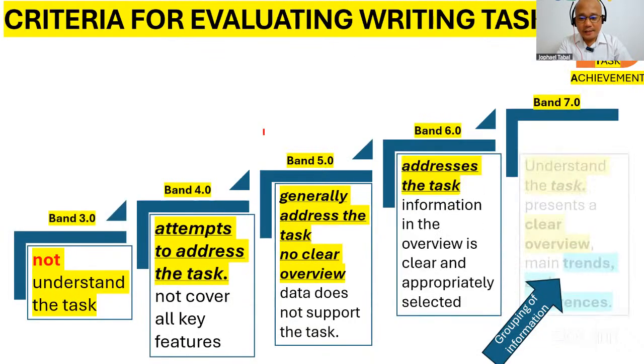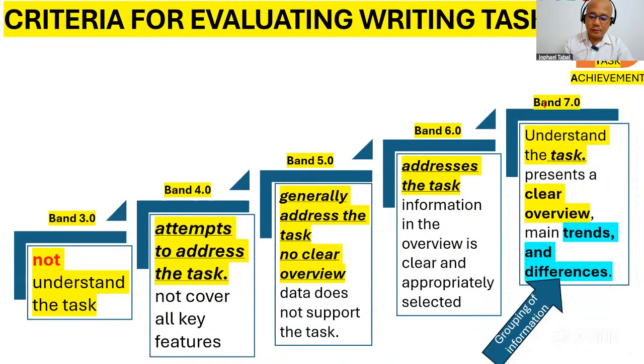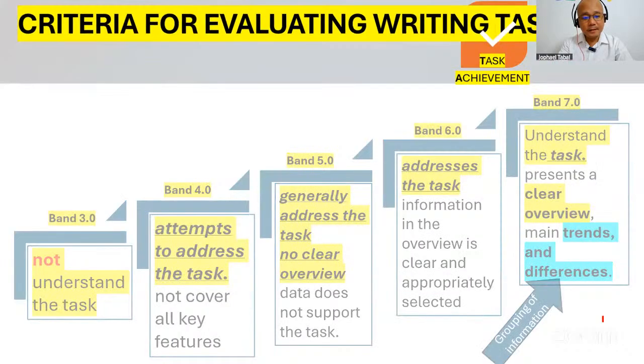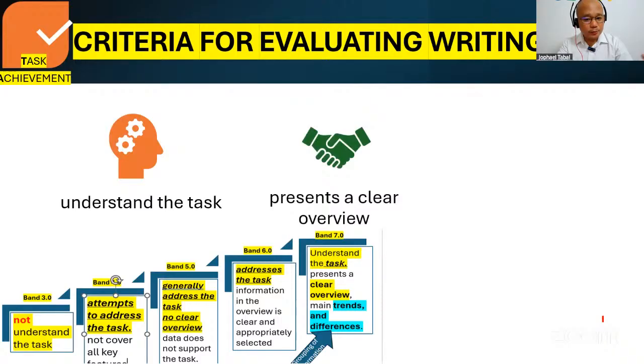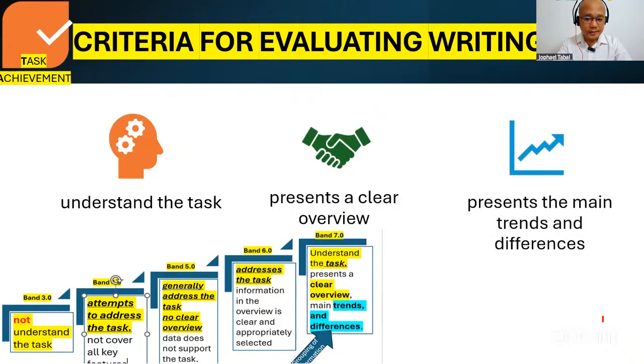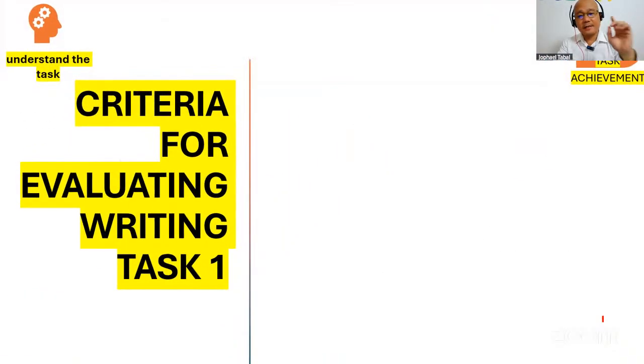So to understand that more deeply, again, we have 3 key points. First is to understand the task. Second is to have a clear overview. And third, describing the main trends or differences, or in other words, how we should group the information. Again, we need to understand the task, we need to present a clear overview, and we need to present the main trends and differences. So first of all, understand the task.